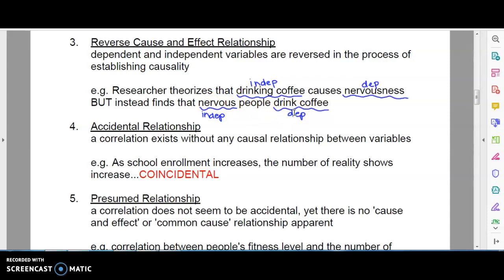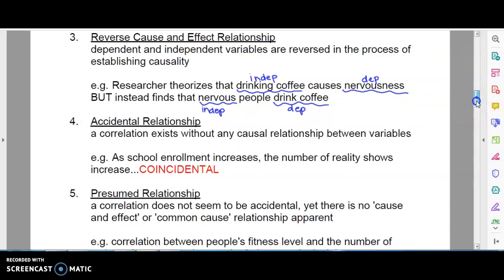Okay, so this is what we would call reverse cause and effect, where the theory or the thought at the start was drinking coffee is independent, nervousness is dependent. And doing your study or your research, you actually find that those two variables flip, and the nervous people become the independent variable, and the drinking coffee becomes dependent. Okay, so when they flip like that, we call that reverse cause and effect.